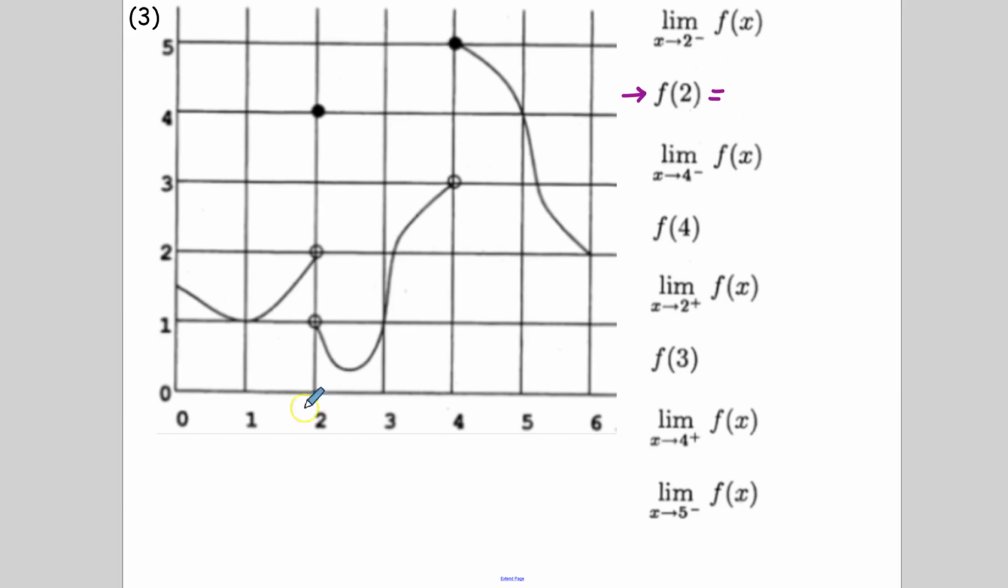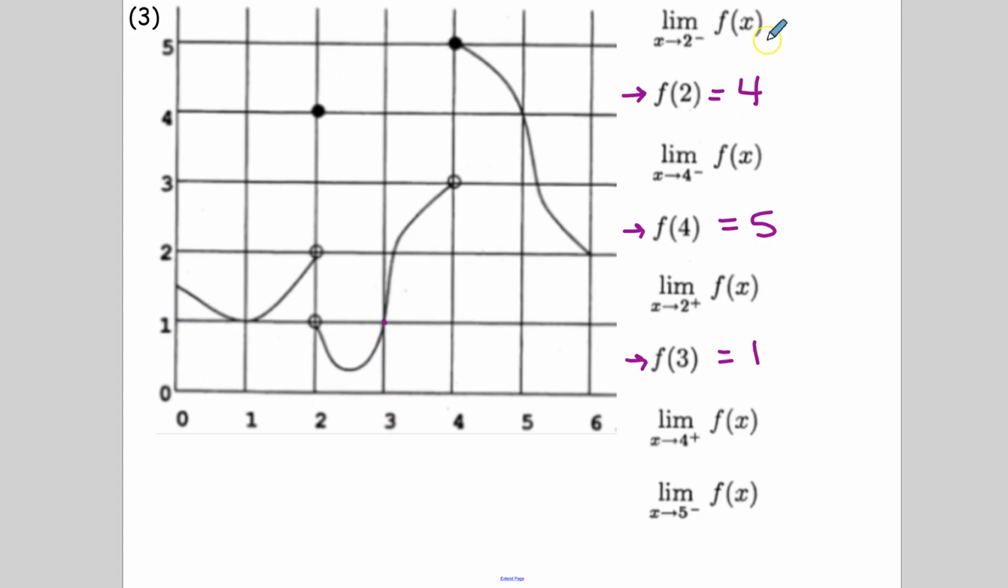What's f of 2? So here's 2. It's not this. This is an open circle. It's not this. This is an open circle. It's this. So f of 2 is 4. What's f of 4? So here's 4. It's not this. That's an open circle. It's this. So that's 5. What's f of 3? Okay, it doesn't have to be literally a circle. It just has to be the point on the graph. So here's 3. Here's the point on the graph. It's at a height of 1.